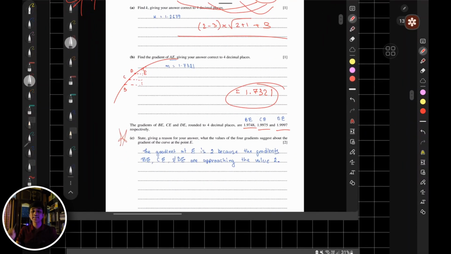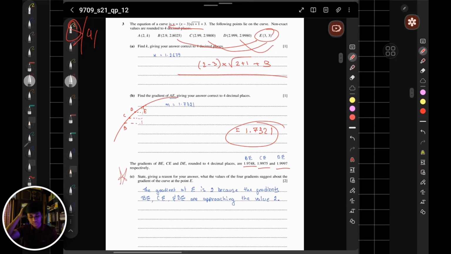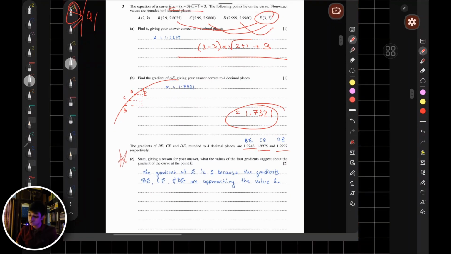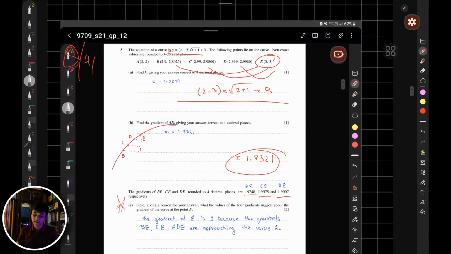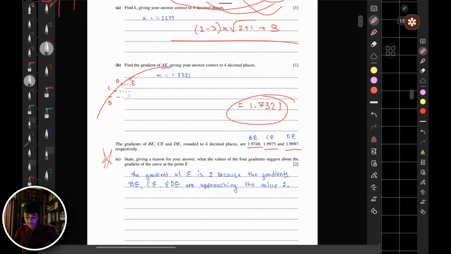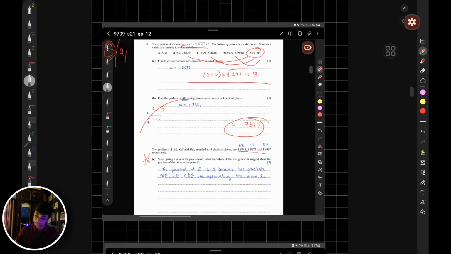That is the most accurate assumption. Okay, mind it, it's an assumption because you don't know the right values, right? The equation, you can't differentiate the equation and find out the gradient at that point. So this is an assumption according to the trend. Okay, if you want to make sure that the gradient at that point is indeed this, you can use your calculator, differentiate this and plug in the x value to get it. Anyways, so how do you answer this? The gradient at E is 2 because the gradients B, E, C, and D are approaching the value 2. Very simple.